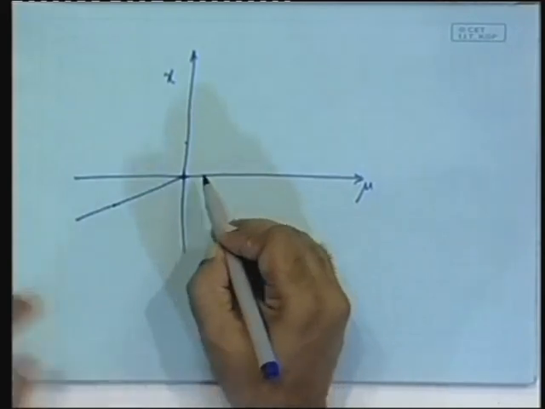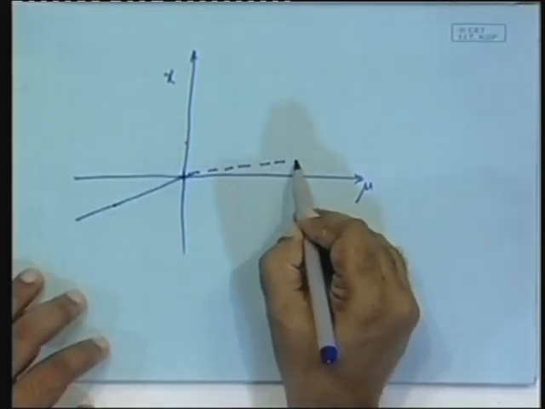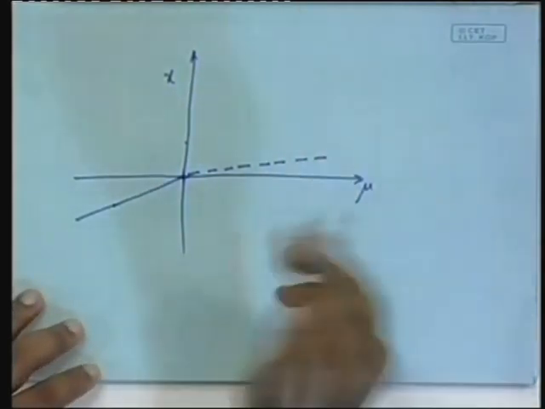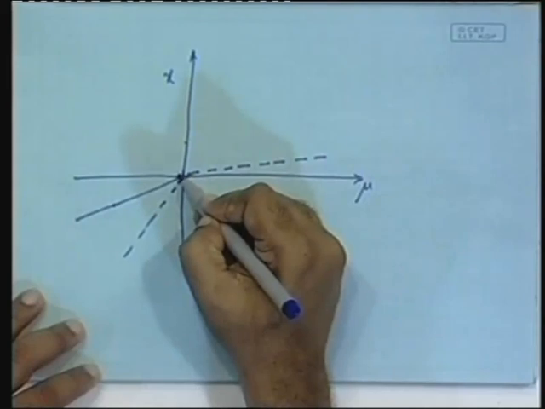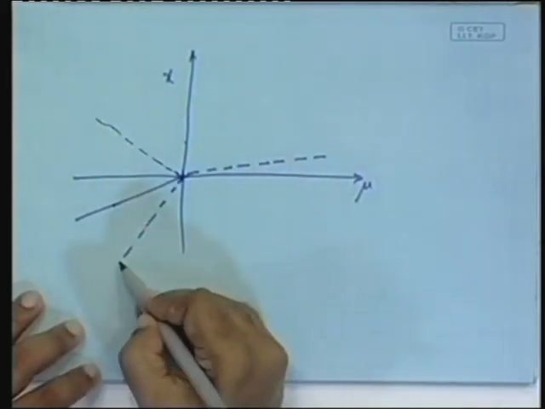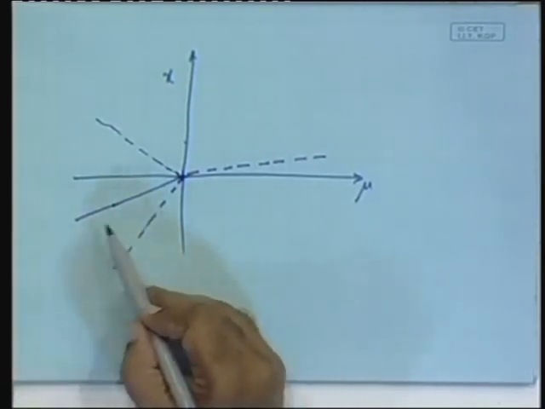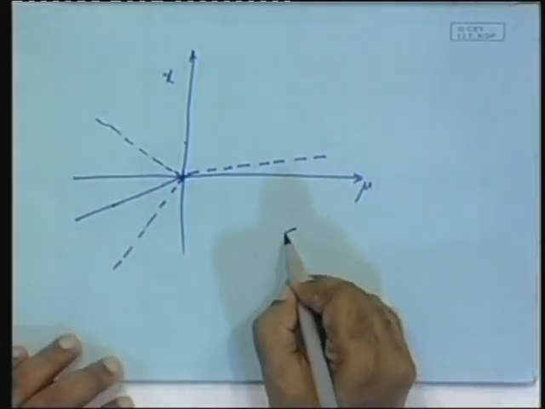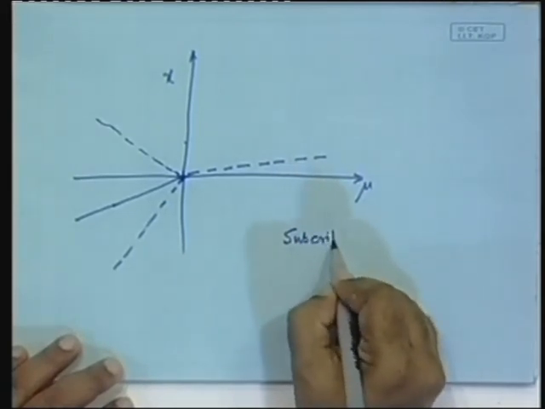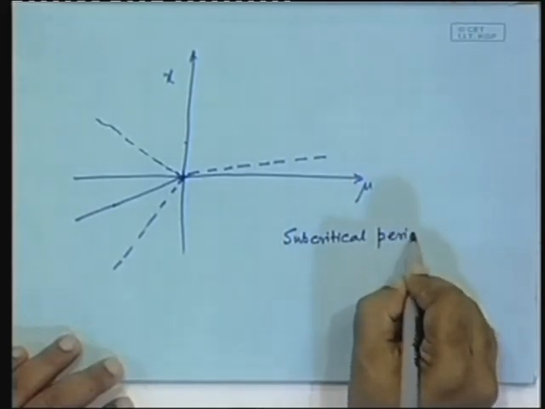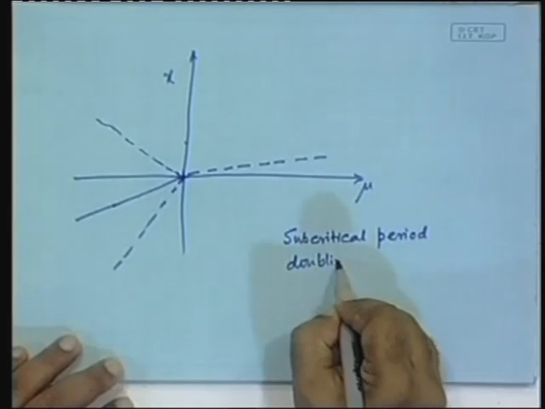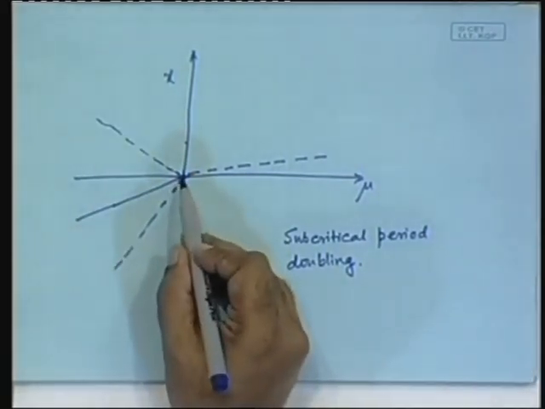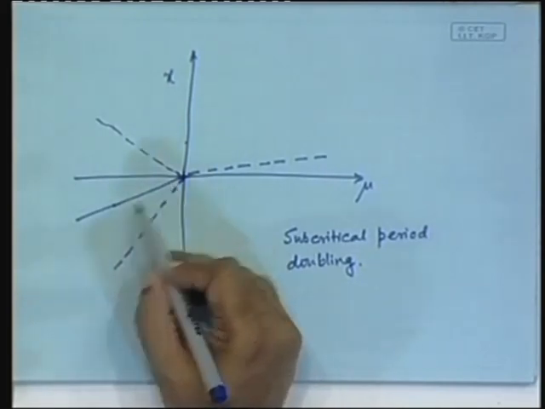After that, the fixed point becomes unstable and it emerges, and the period 2 orbit, yes it exists, but it exists in the same side as mu negative. So, this is the period 2 orbit, which means the period 2 orbit exists in the same side where the period 1 orbit was stable, and in this side there is nothing stable. So, this is a typical subcritical period doubling. Subcritical means where the period 2 orbit exists in the same side where the period 1 orbit was there.